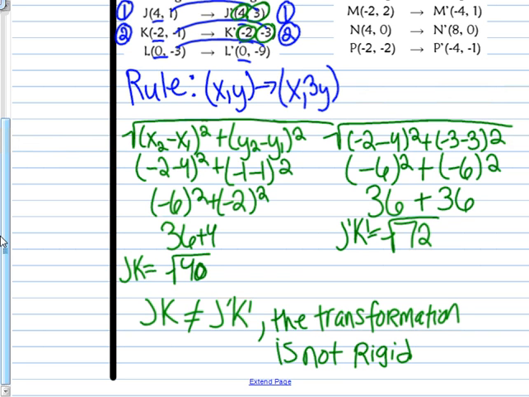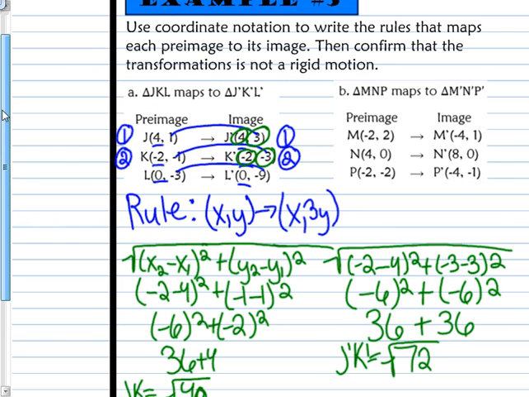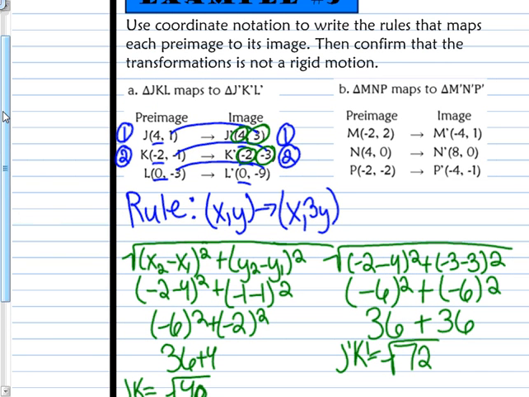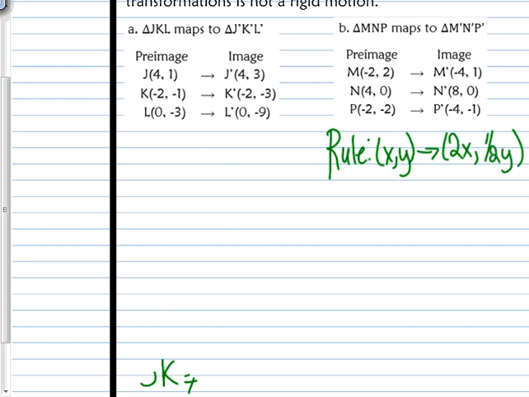Okay? So what I'm going to have you do is I want you to go ahead and try example B. At least find the rule. What was happening here? How did the pre-image become the image? Okay, here's our rule. XY became 2x and half y. So negative 2 became negative 4. 4 became 8. Negative 2 became negative 4.